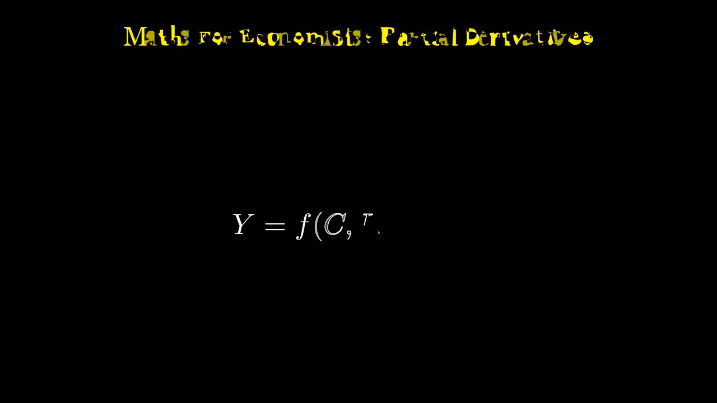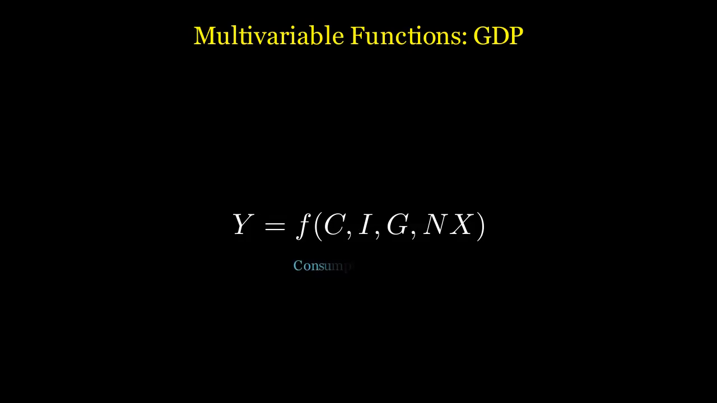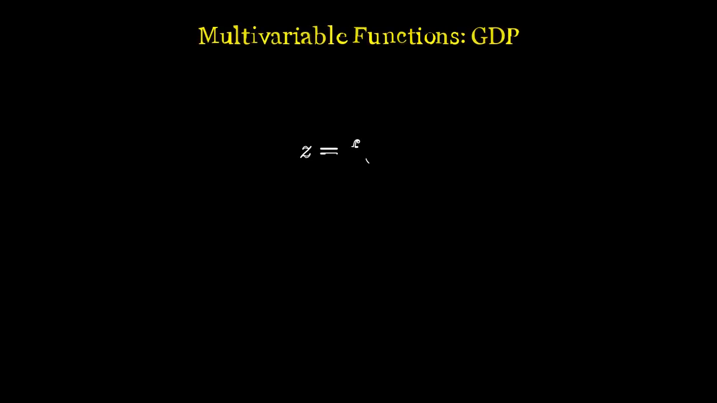holding everything else constant. In economics, we rarely deal with functions of a single variable. Consider the gross domestic product, GDP, of a nation. It isn't just a function of investment, it depends on consumption, government spending, and net exports. Mathematically, we express this as y equals f of C, I, G, and X. To understand how a change in interest rates affects investment, without being distracted by changes in government policy, we need a way to freeze the other variables. This is where the magic of partial differentiation begins.